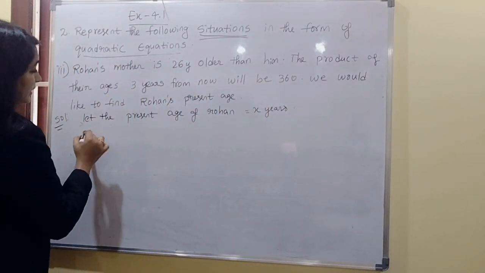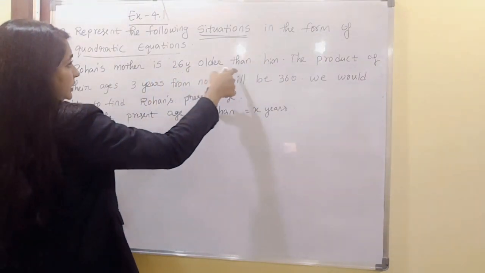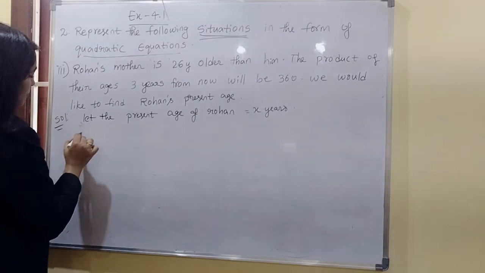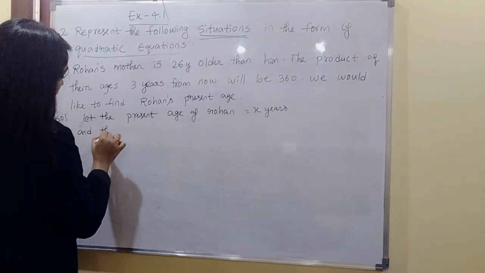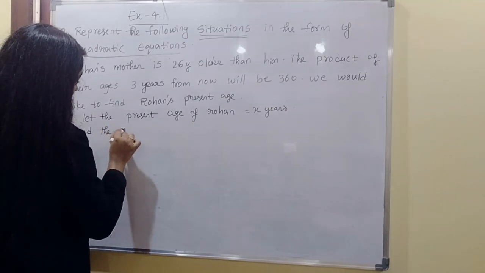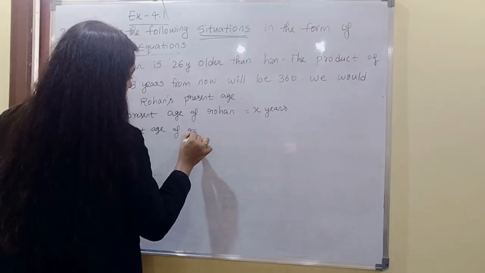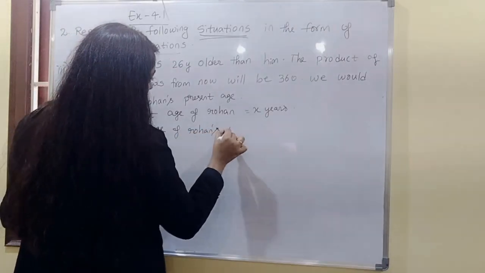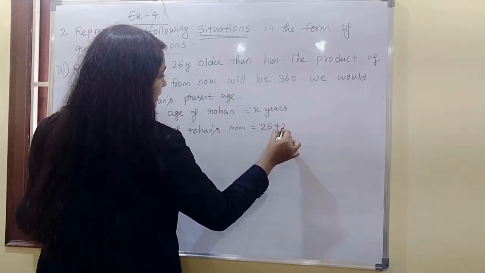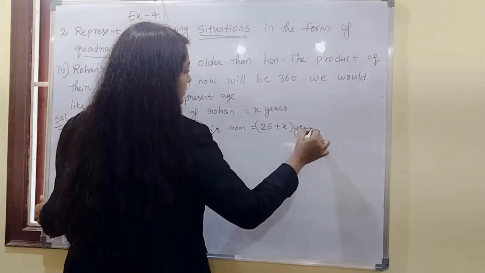Okay. Then what is the age of Rohan's mother? It is given as 26 years older than him. It means 26 plus x. So we are writing present ages, right? So the present age of Rohan's mom. Rohan's mom is 26 plus x years.